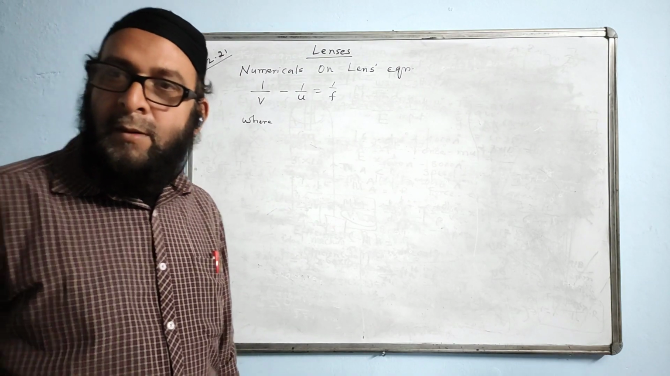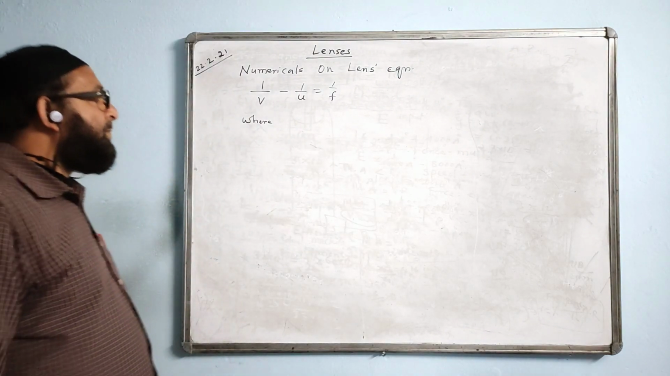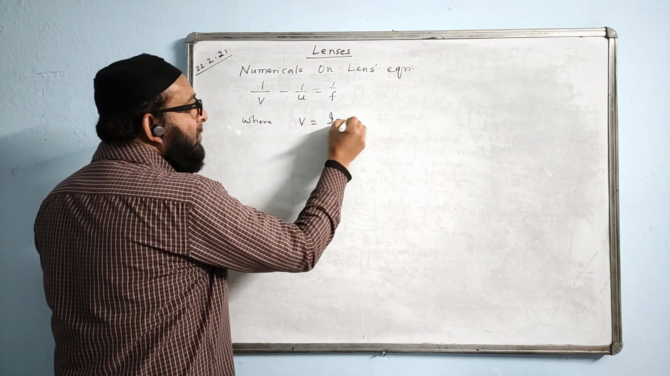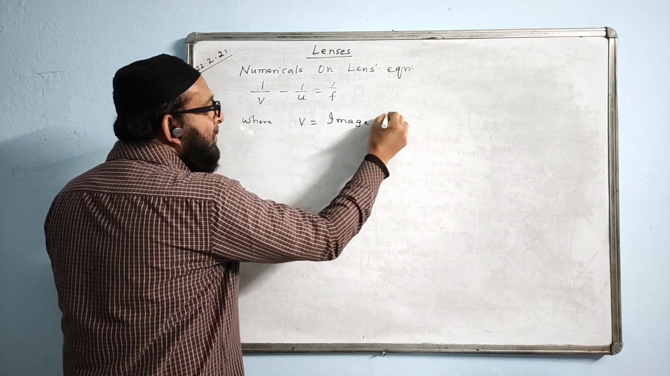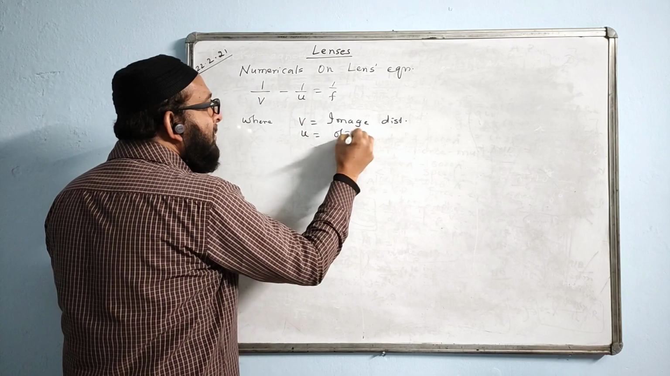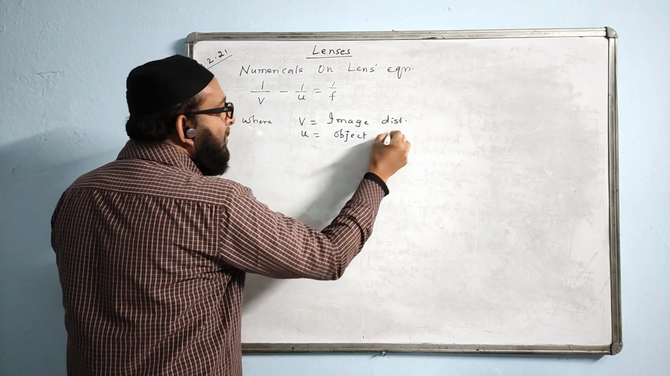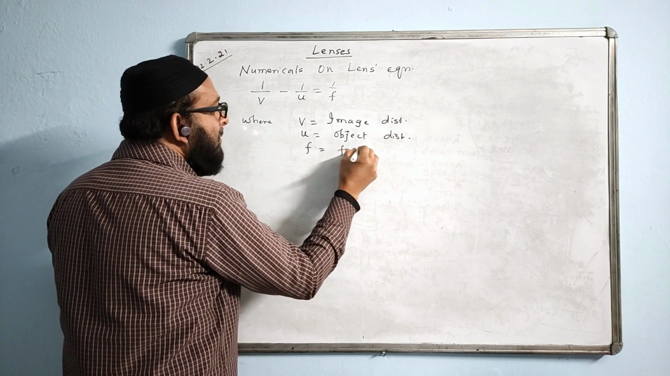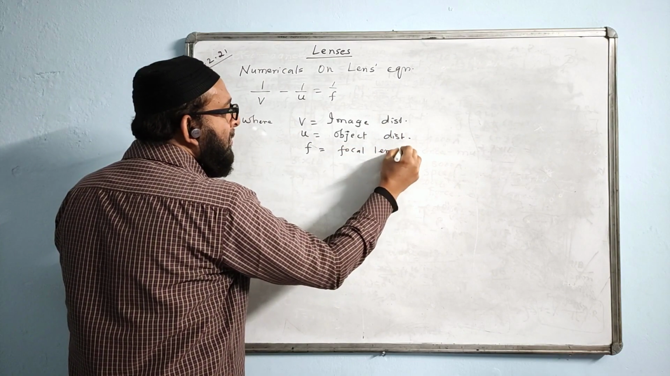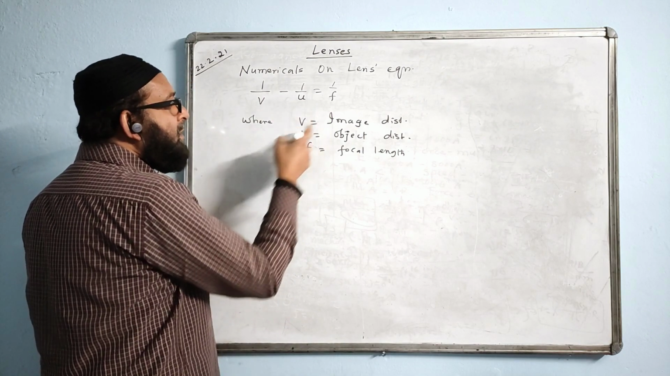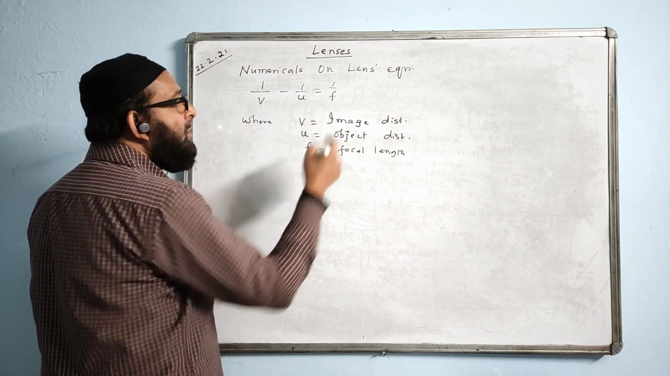Now, okay, we have v is equal to image distance, u is equal to object distance. You remember, in class 9 also we used to do this kind of problem, same type of problem. f is focal length, but this is v is image distance, u is object distance, f is focal length.